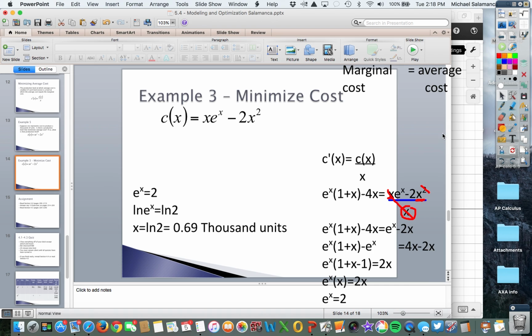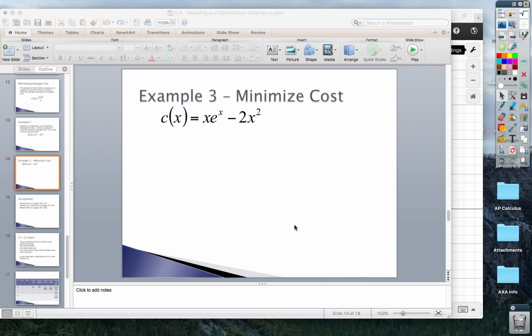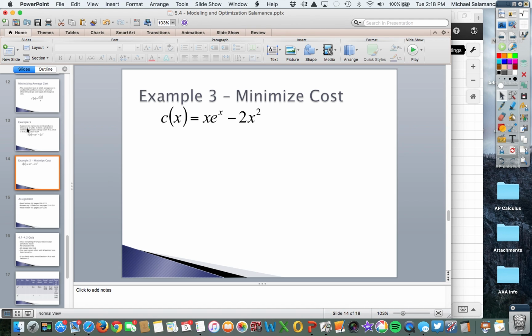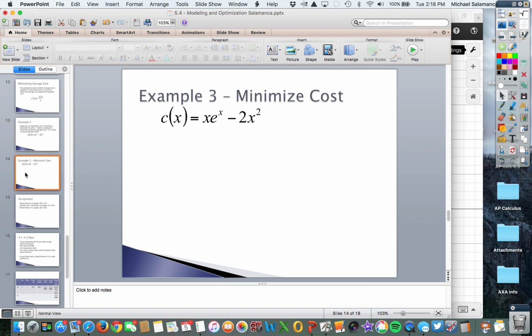So we're going to try and minimize cost now. Actually, sorry, we just did that. So that's how we do that.